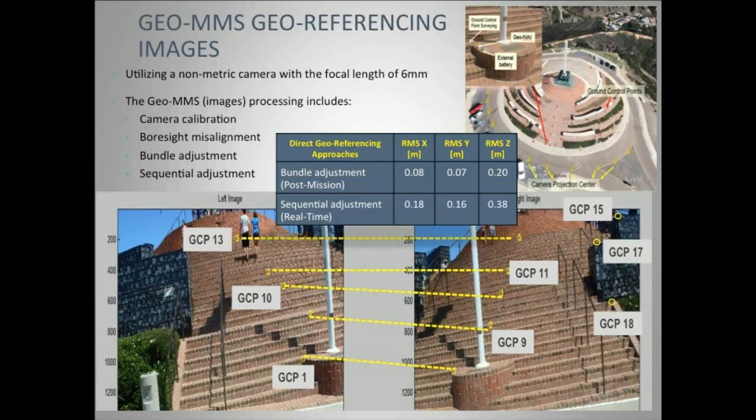The same thing applies to directly georeferencing image data. In this case, we took an off-the-shelf 6mm non-metric camera, a very low quality camera, and we went to the same monument and used the camera to capture some images. And we used our bundle adjustment and sequential alignment algorithms to see what we could get in post-mission and real time. Assuming that we have very accurate pointing data from our pointing capabilities, we're now able to directly georeference also the images. And here you can see how that's done.